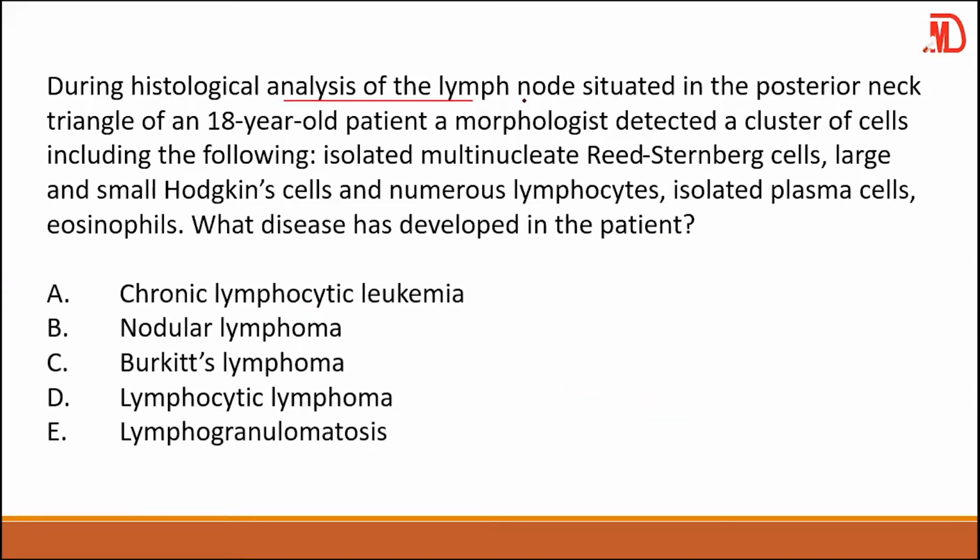During histological analysis of the lymph node situated in the posterior neck triangle of an 18-year-old patient, a morphologist detected a cluster of cells including the following. Guys, this is your clue. Isolated multinucleate Reed-Sternberg cells. Reed-Sternberg cells are classic for what? For Hodgkin's disease. Classic. And over here, they studied that they have what? Small Hodgkin's cells and numerous lymphocytes. Isolated plasma eosinophils. What disease has developed?